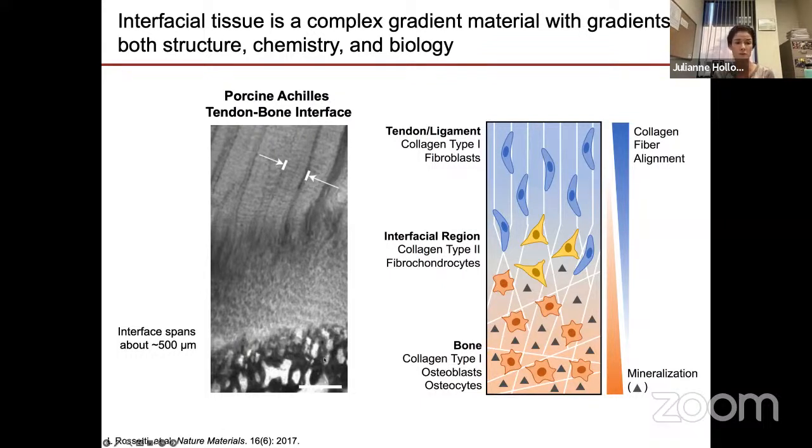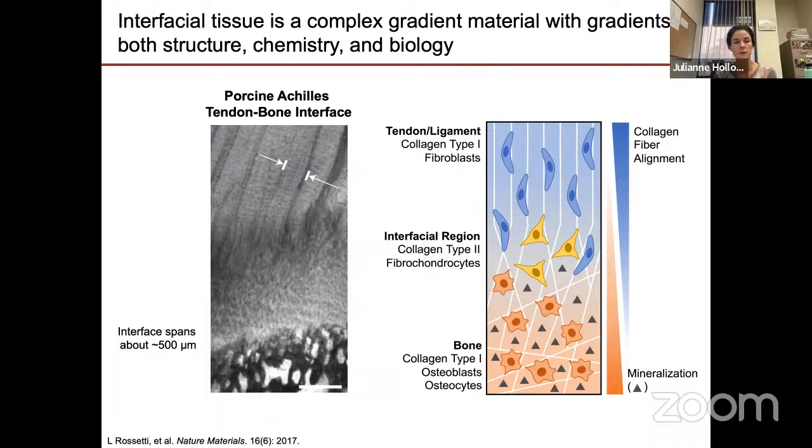And again, over the course of this transition, you're changing cell type, the physical structure of the tissue, as well as the chemistry. And so when this tissue is torn, typically, the treatment that is done right now is the tendon is sutured back onto the bone. And as you can imagine, this is not very effective. And so the re-tear rates can be quite high depending on a whole host of factors.